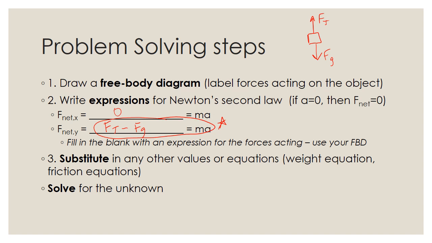It helps if I can put other expressions into that when I do step 3, substitute in any other values. So for example, Fg, the weight equation, equals mass times gravity. So I can substitute that into that expression too. That's another option. And then this should say step 4, I would be solving for the unknown.